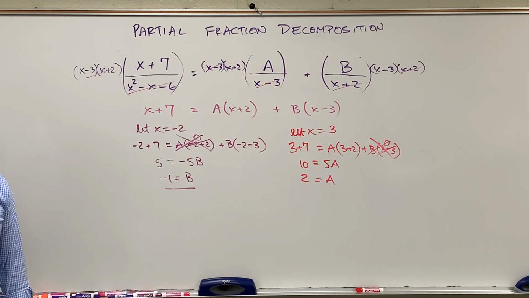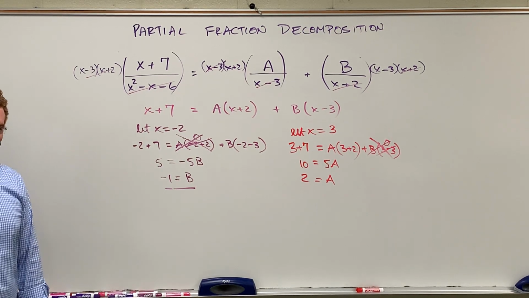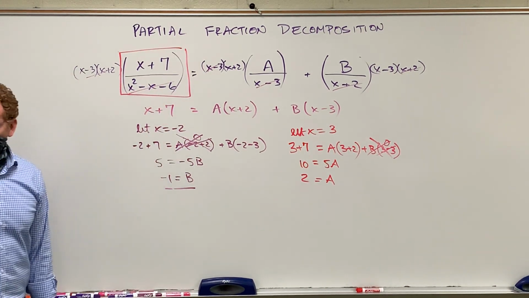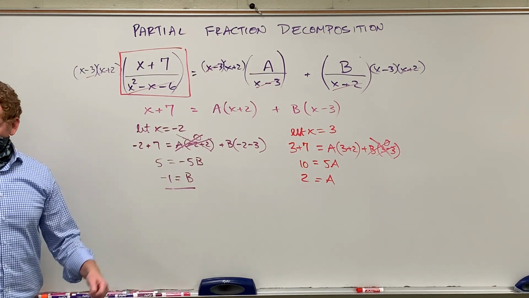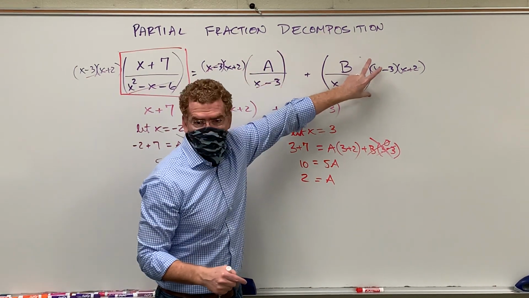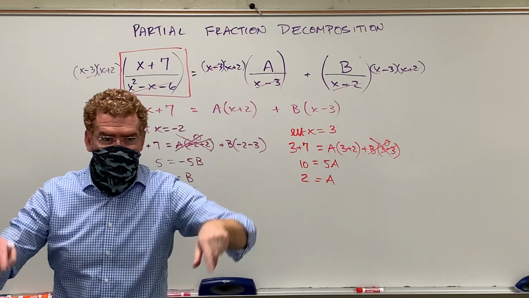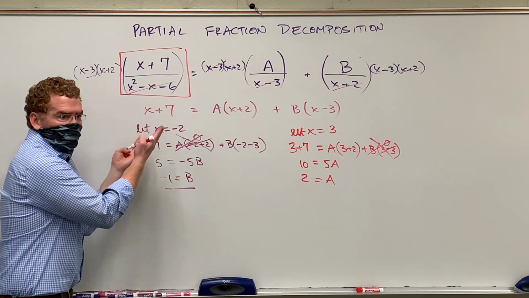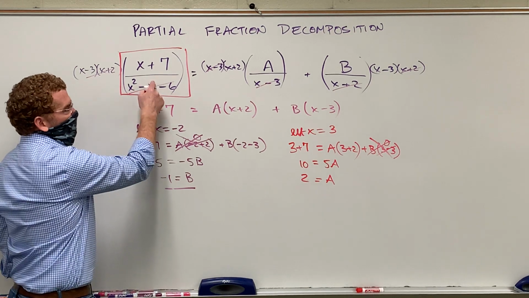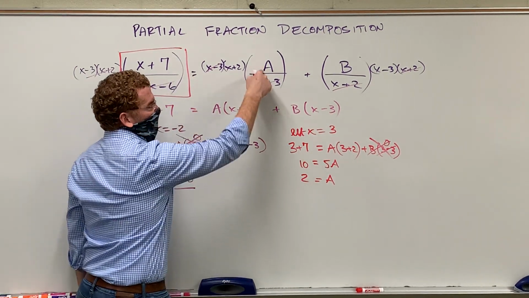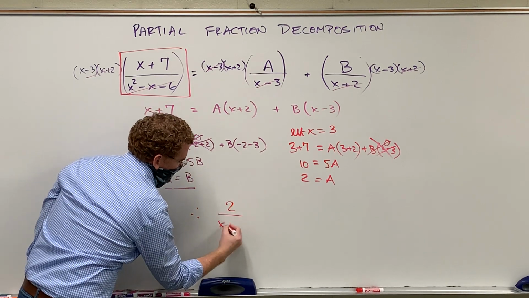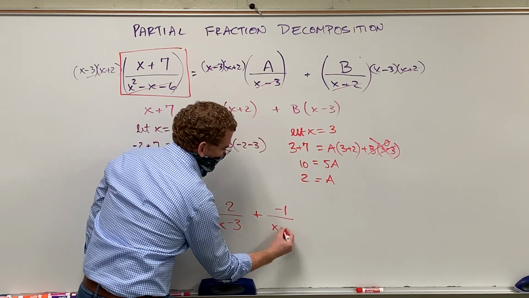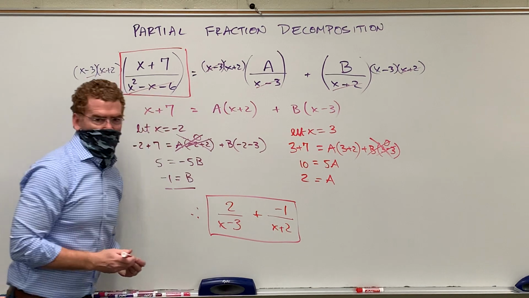Are y'all with me? So I found A and B. Now what was my goal again from the very beginning? It was to take this and rewrite it into 2 lesser fractions that I'll be able to integrate once I learn what integration is, right? And I will have done that once I find the A and the B. Well, I did. So the answer to this is not A is this and B is that. The answer to the partial fraction decomposition is 2 over x minus 3 plus -1 over x plus 2. That is the partial fraction decomposition.